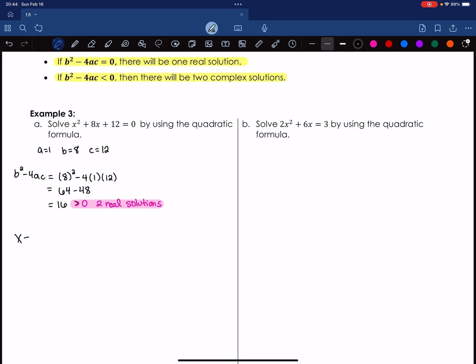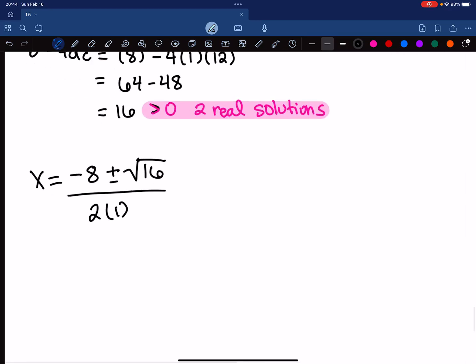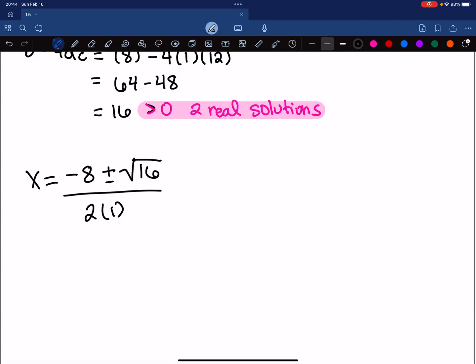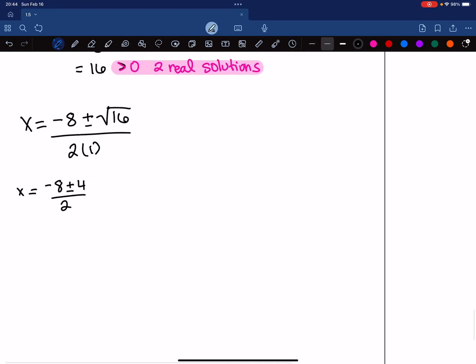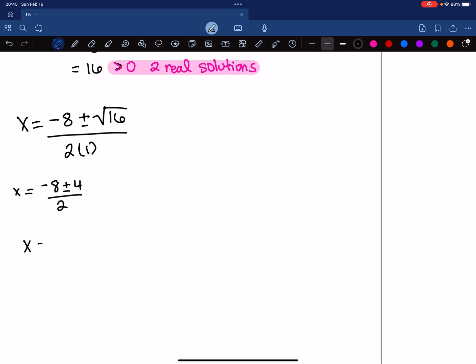That would be x equals negative b plus or minus the square root of 16, since we already simplified that, all over 2 times 1. That would be equal to negative 8 plus or minus 4 over 2. So we can split this into two separate equations. We have x equals negative 8 plus 4 over 2. And x equals negative 8 minus 4 over 2.